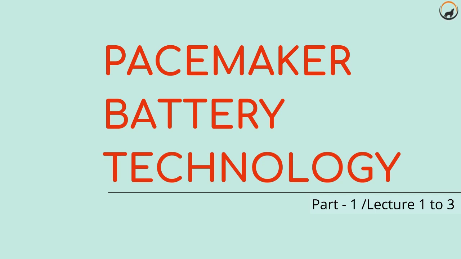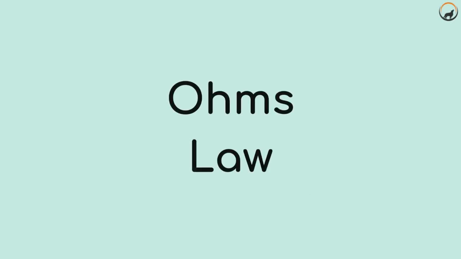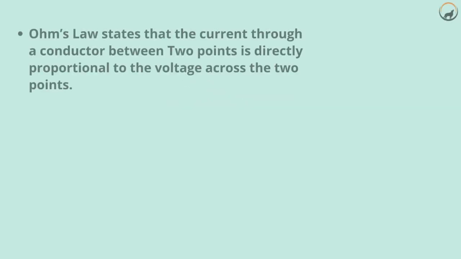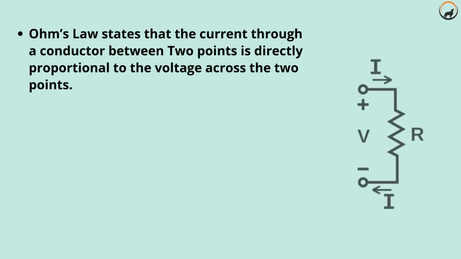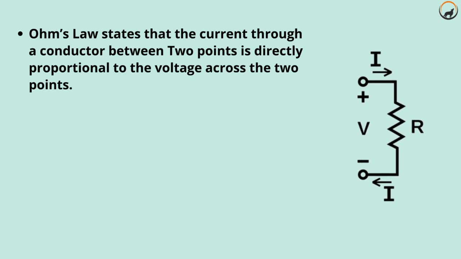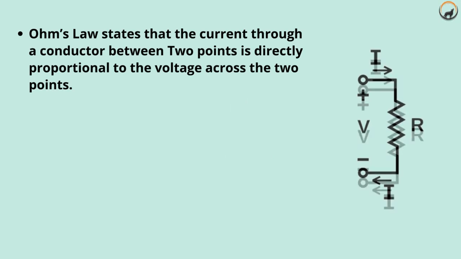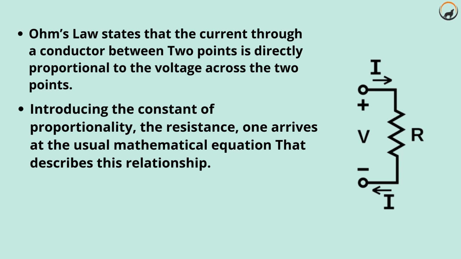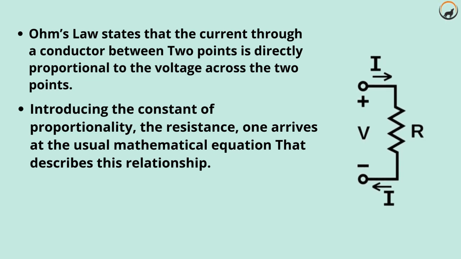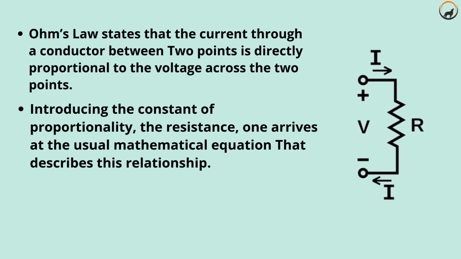In this initial lecture, you will be provided with a concise introduction to pacemaker battery technology. Let's begin with Ohm's law. Ohm's law is a critical element in understanding the relationship between device functionality and current flow. It states that the current through a conductor between 2 points is directly proportional to the voltage across the 2 points. By introducing the constant of proportionality, the resistance, one arrives at the usual mathematical equations that describe this relationship.